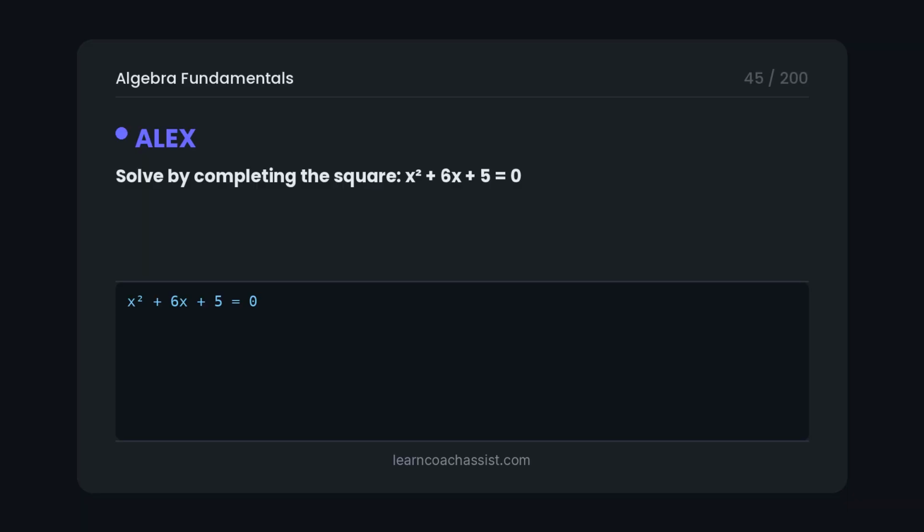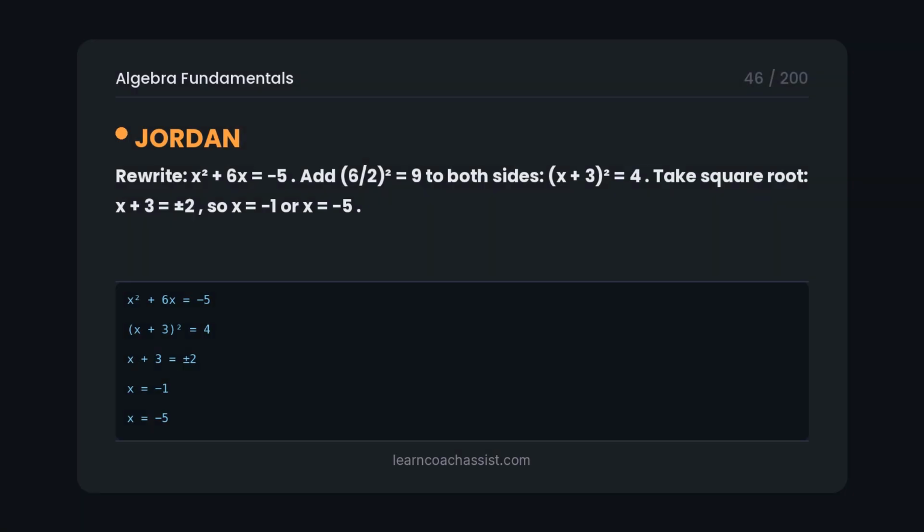Solve by completing the square. x² + 6x + 5 = 0. Rewrite: x² + 6x = −5. Add (6/2)² = 9 to both sides: (x + 3)² = 4. Take the square root: x + 3 = ±2, so x = −1 or x = −5.